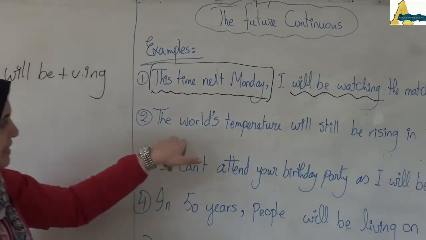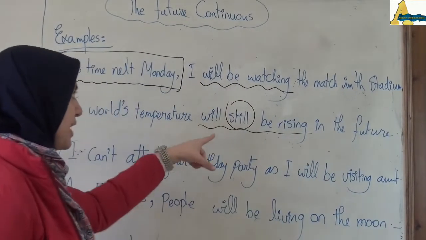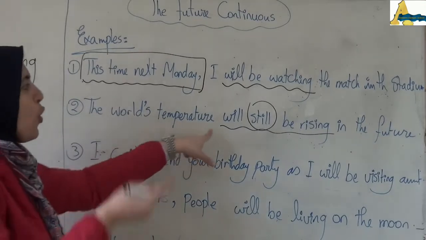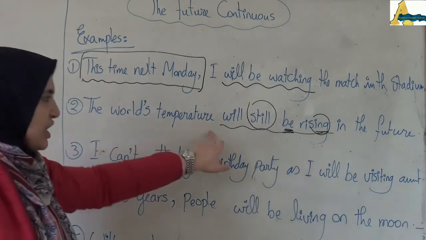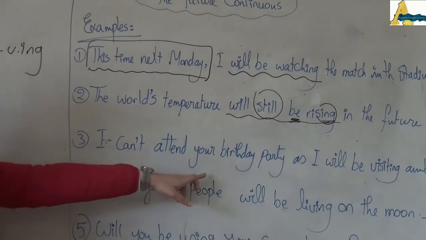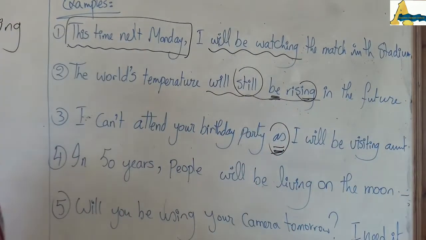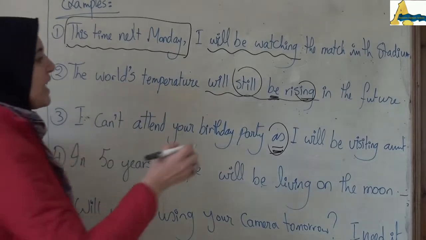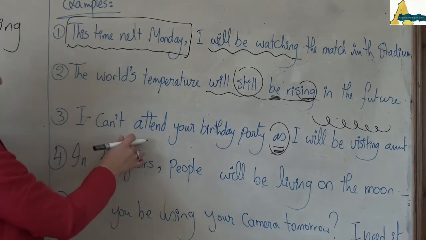Number 2, the world's temperature will still be rising. What is the meaning of still? Still means the action is happening now and it will continue in the future. So I say the world's temperature will still be rising in the future. This is the second usage, for an action that's happening now and will continue in the future. Number 3, I can't attend your birthday party as I will be visiting my aunt. Here, I give you an excuse, a justification. I can't attend your party. Why? As I will be visiting my aunt at the same time as your party. So sorry, I can't attend.